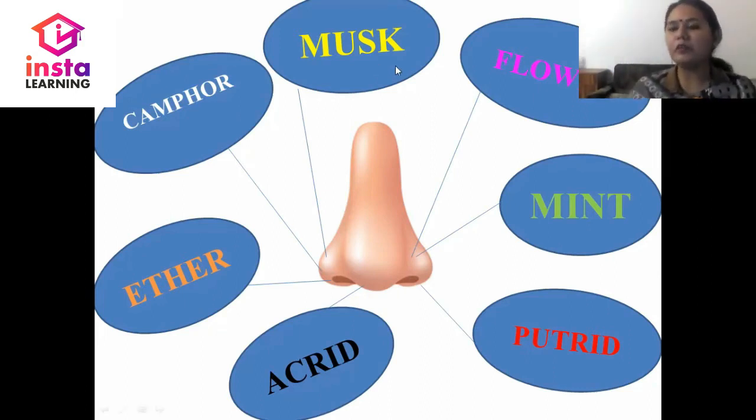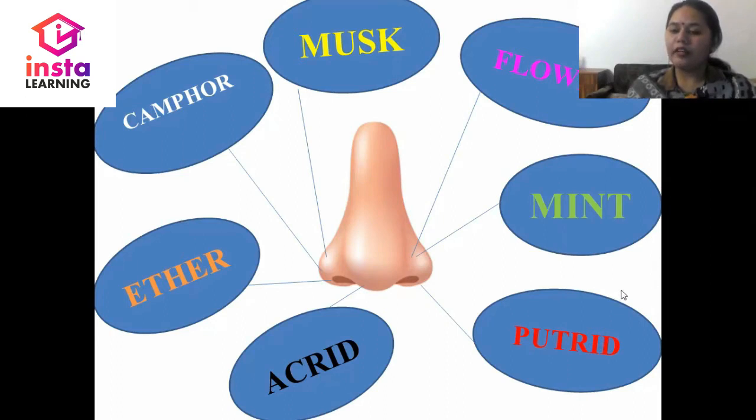What is musk? Musk is a material which is used for making perfumes. What is the next smell that we are easily able to sense? Flower. The next is mint.